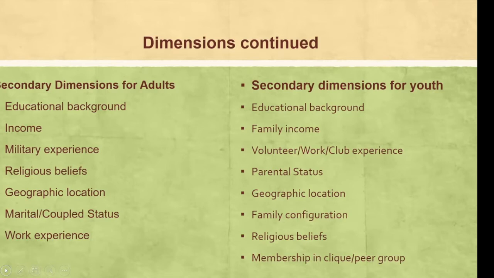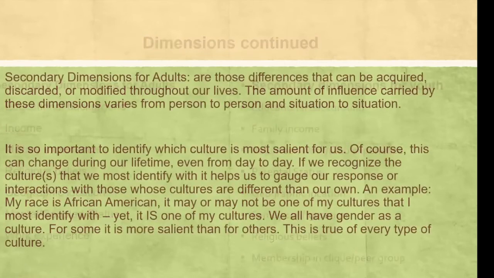So for your students, they're a little bit different because those are built on what parents provide them, but from their own experiences and exposure. The secondary dimensions for adults are also acquired, and they can be discarded and they can be modified through your life because they are impacted by the choices and the decisions that you make. And these dimensions change from person to person. Each person determines which part of culture is most important to them.